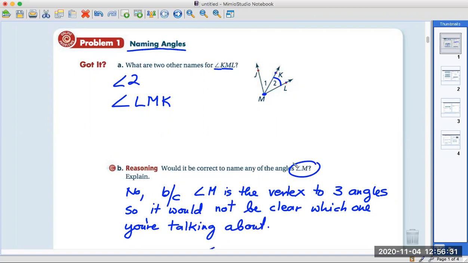So whenever you have more than one angle going on in the picture, you do definitely want to use either the numbers or the 3 points that form the angle, okay?